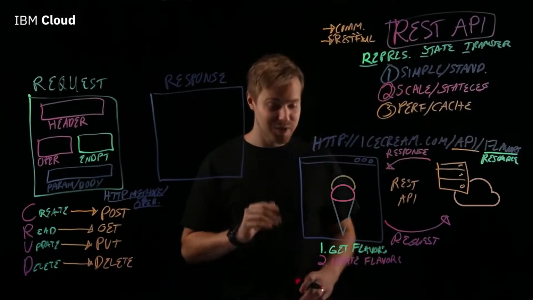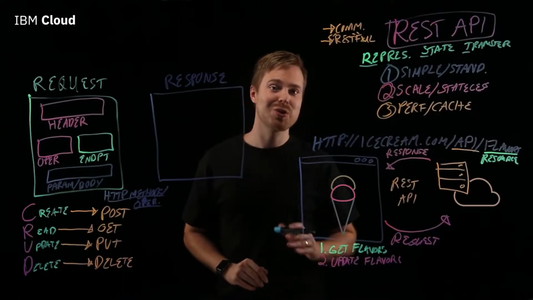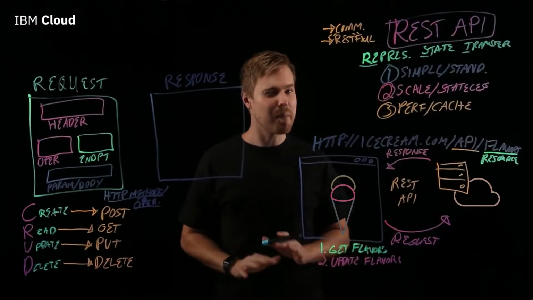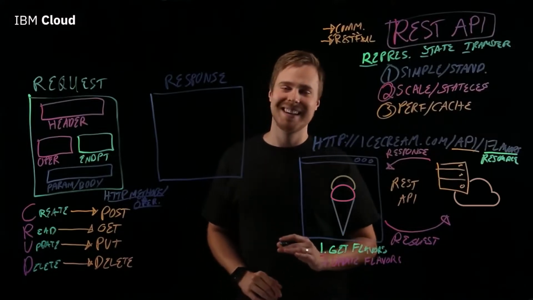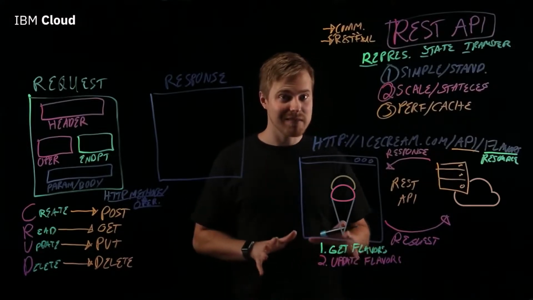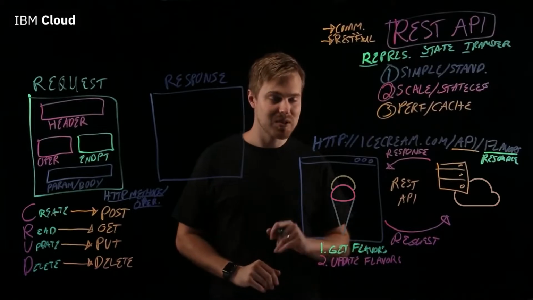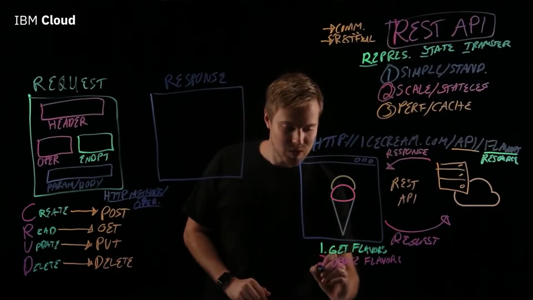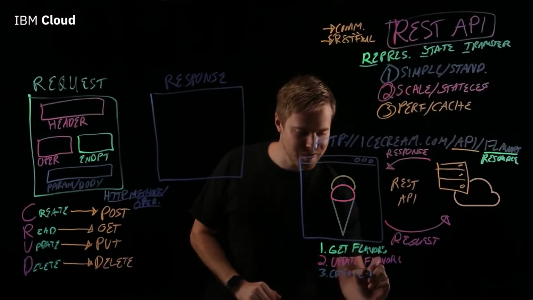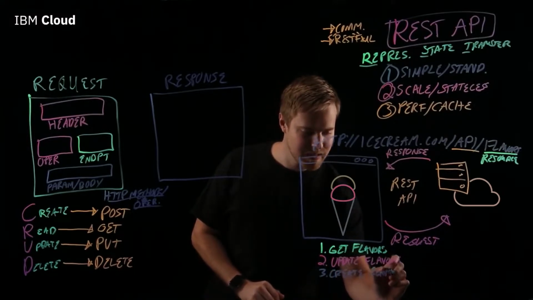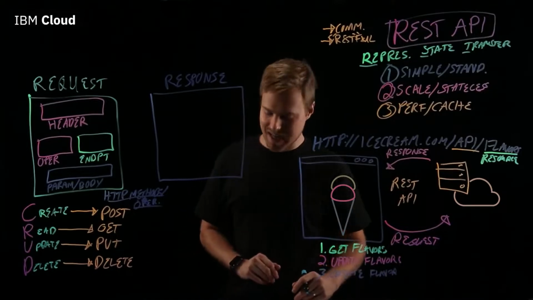Great. Good news. The store just received a shipment of a brand new experimental flavor called Restful Raspberry. And you want to actually load this new ice cream up into your website, right? So we want to create a new flavor. How do we do that with the REST API?